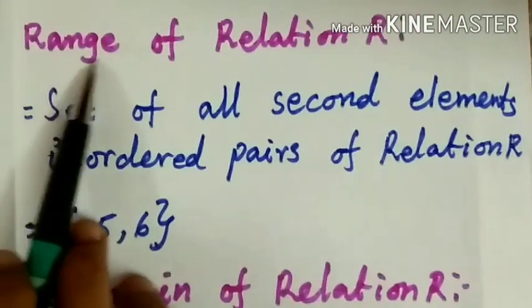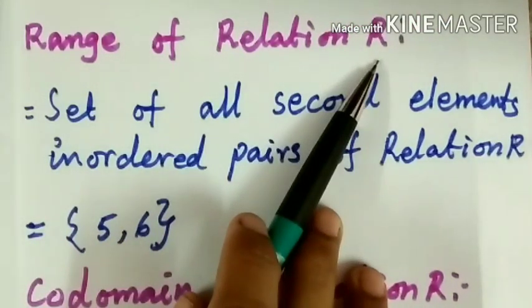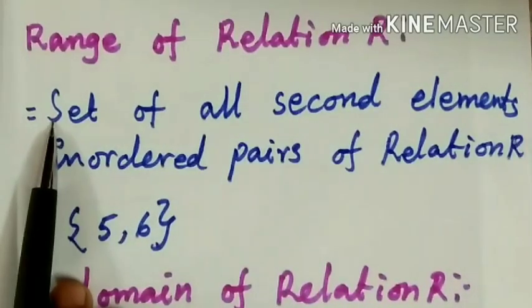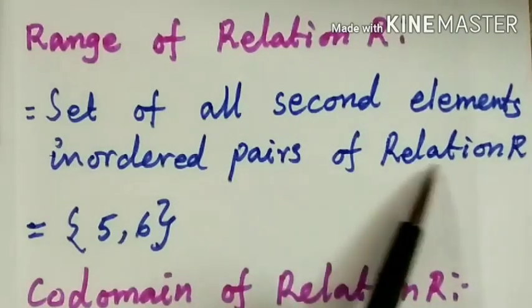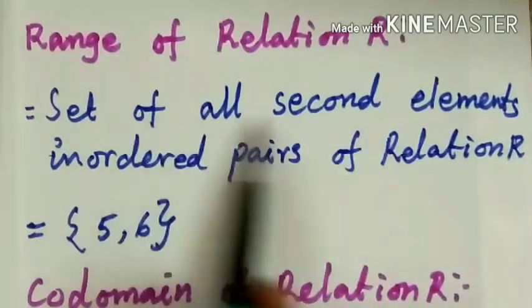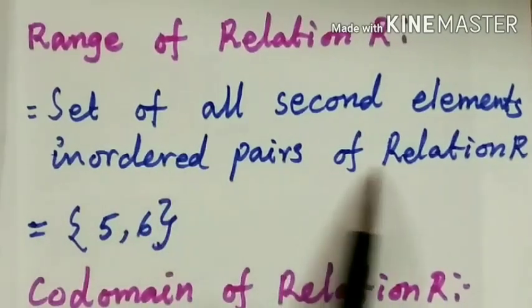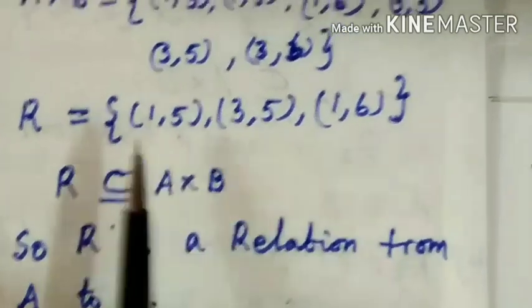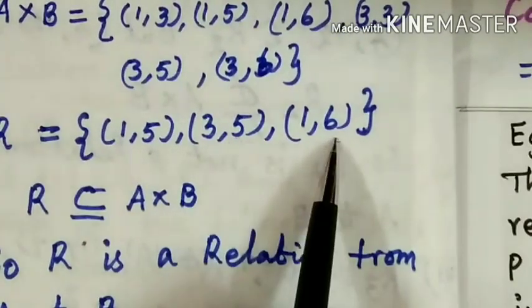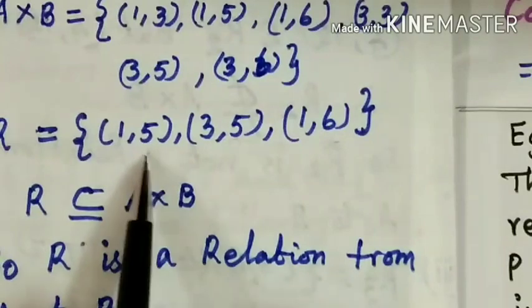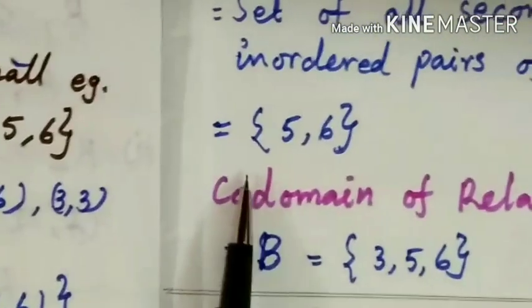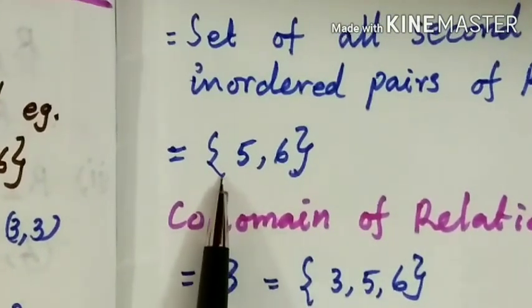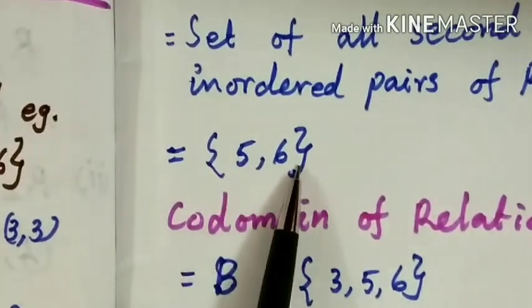Next we see how to find the range of relation R. It is defined as the set of all second elements in the ordered pairs of relation R. See the relation R: (1, 5), (3, 5), (1, 6). In this, the second elements are 5, 5, 6. In roster form, the range of the relation is equal to {5, 6}.